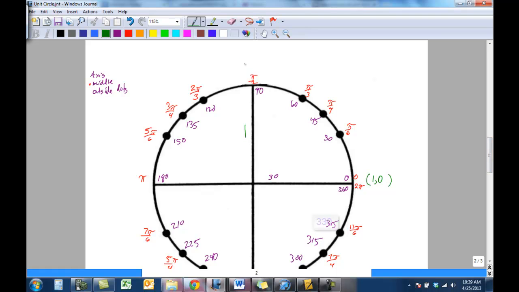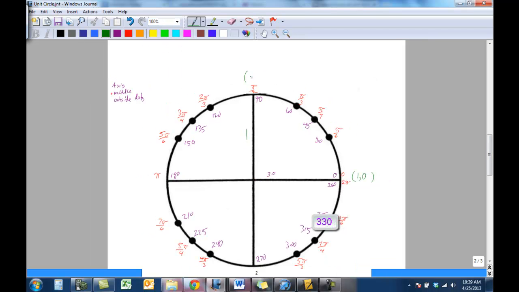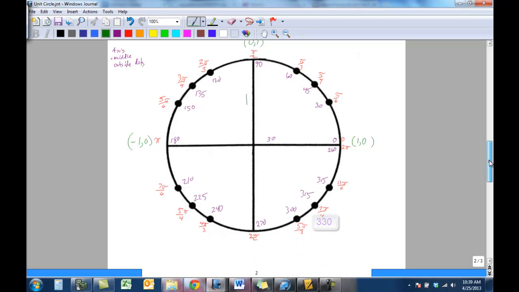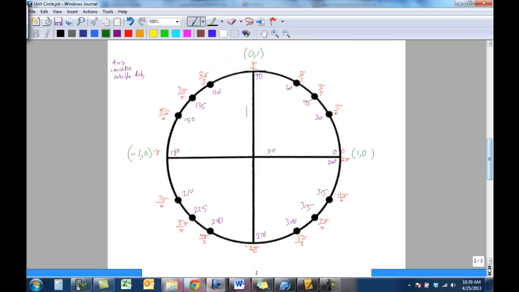So what's up here? I'm going to have to reduce this, I think. This is 0, 1. This is, oops, negative 1, 0. And this guy here is 0, negative 1.